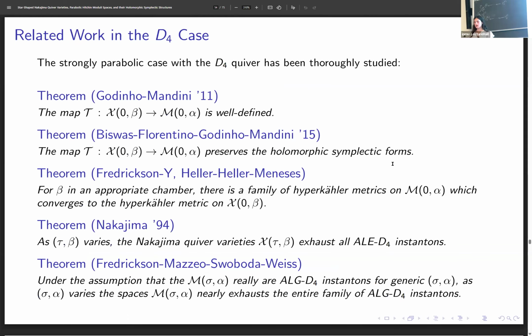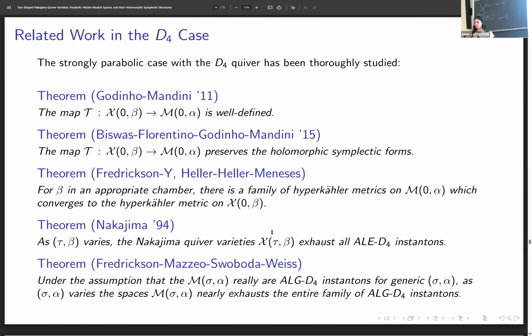So I'm just going to give some historical results. I'm going to focus on this D4 situation. In the D4 situation, it has been explored quite a bit. Godino and Mendini originally proposed this map T and showed that it's well-defined. Then Biswas, Florentino, Godino, and Mendini proved the analogous result, that it preserves the holomorphic symplectic structure, but it needs the strongly parabolic situation, which means tau and sigma are 0.